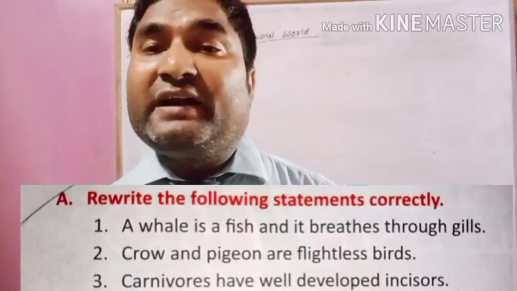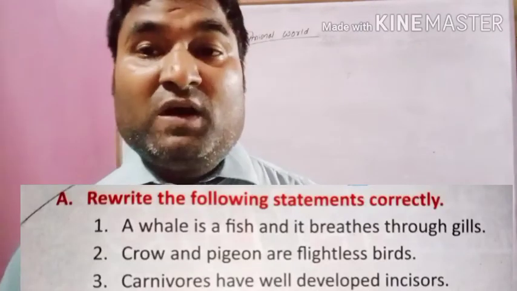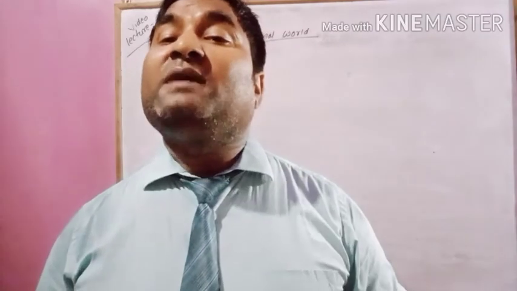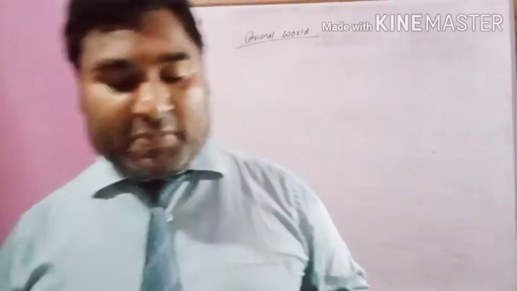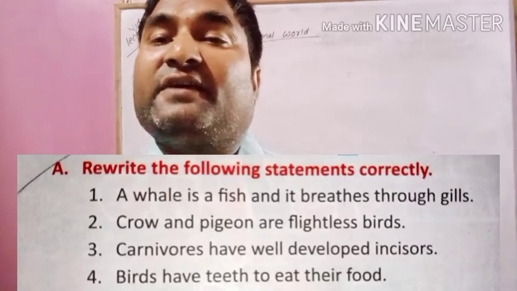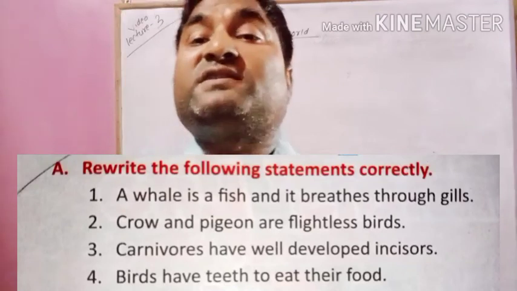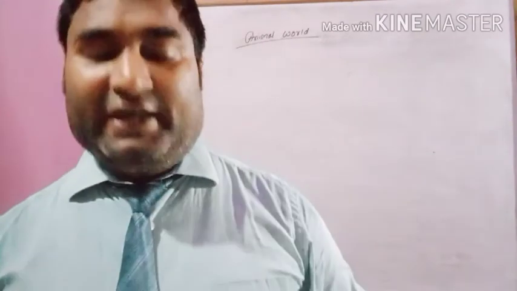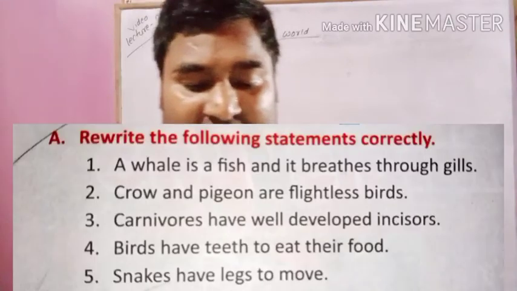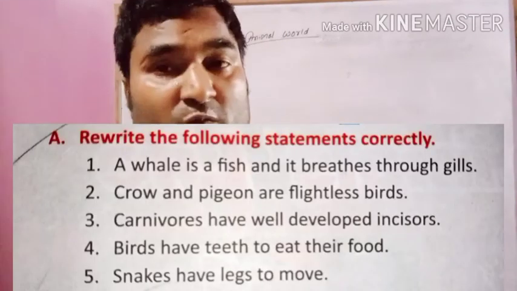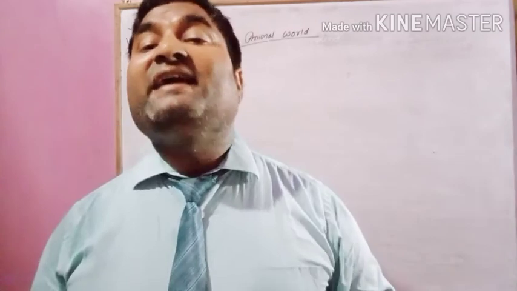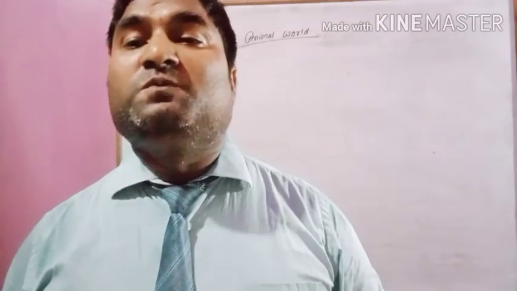Carnivores have well developed incisors. No, carnivores have well developed canines. Birds have teeth to eat their food. No, birds have a beak to eat their food. Snakes have legs to move. No, snakes have scales to move.